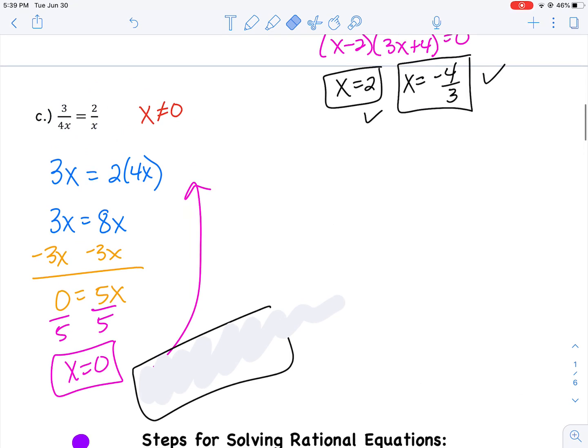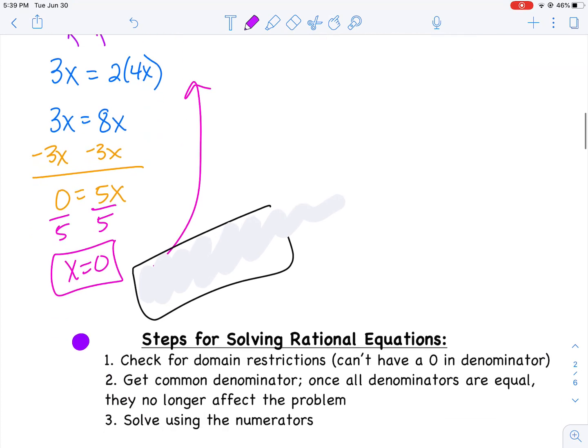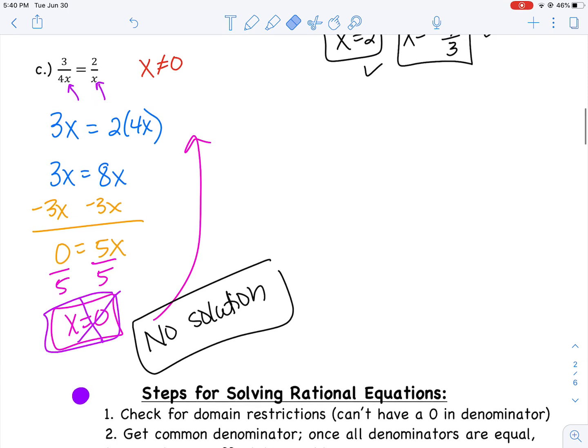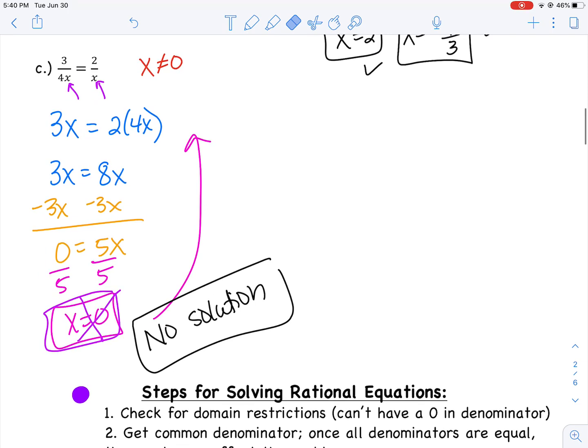But wasn't that one of my domain restrictions? And if I were to plug in a 0, either for this x or this x, doesn't that cause a 0 in my denominator, which we know we're not allowed to have? So if the only answer that I got was x equals 0, and we know that x cannot equal 0, then that really means that that's an extraneous solution, and we don't have any real solutions that would work. So on this problem, there would actually be no solution.